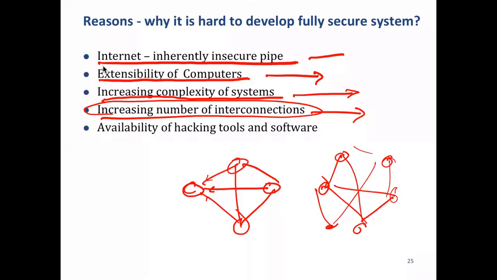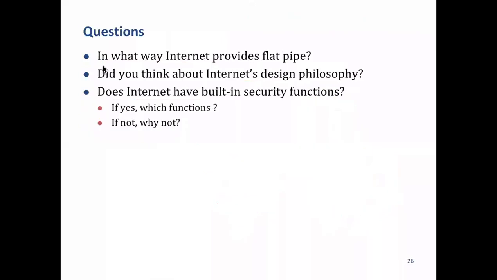The power of the internet is because of connectivity, it connects to everything that's digital, and that is also the cause of the threat. Increasing the number of interconnections means more ways it can be attacked. Okay, and then the easy availability of hacking tools and software.